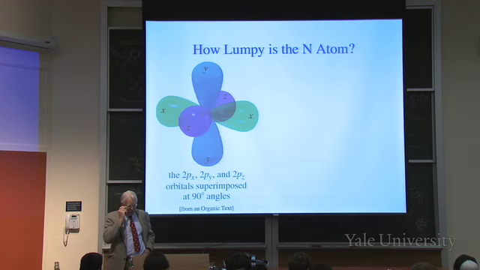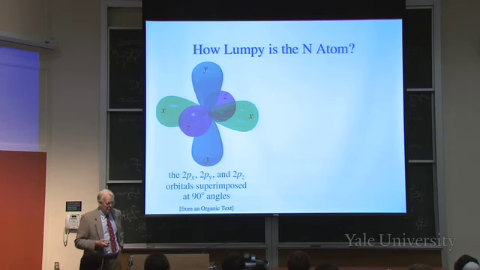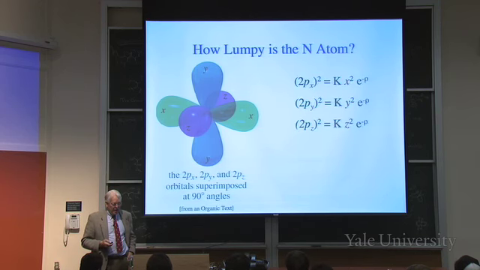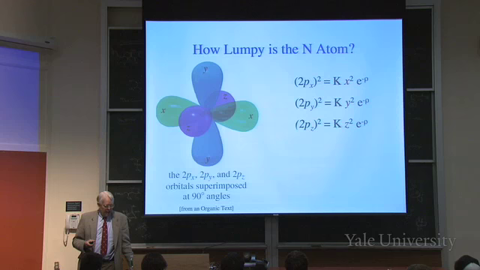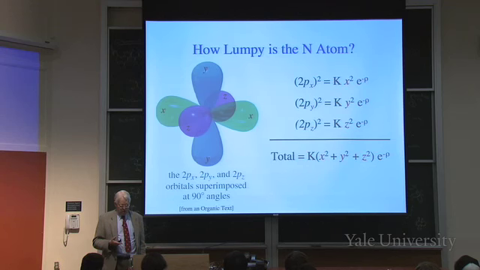Now, we had this question you looked at before, how lumpy is the nitrogen atom? This picture is taken from a recent organic text, and they had a fancy graphic program or artist or something that drew something that looks very realistic, right? But we can check it because we know the formulas. If we want to get the total electron density, we add the electron density of the electron that's in the px and the one that's in the py and the one that's in the pz orbital. So we square them and we sum it up to get the total electron density, and it's some constant times x squared plus y squared plus z squared times e to the minus rho, after we've squared, right?